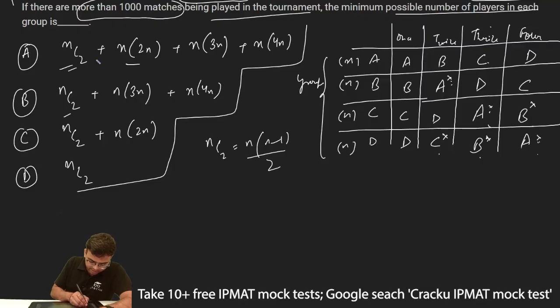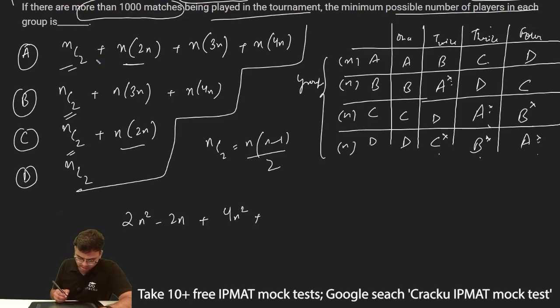So there are 4 NC2, so 4 into n into n minus 1 divided by 2. This will be 2n square minus 2n. Now there are 2 cases of 2n square, so this will be 4n square. Then 3n square, there are 2 cases of 3n square, so this will be 6n square. And 4n square, there are 2 cases of 4n square, so this will be 8n square.